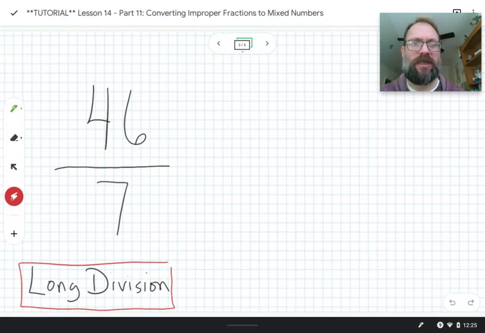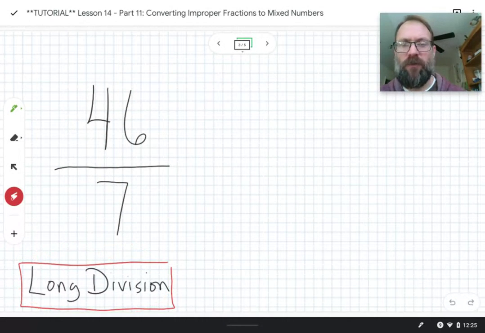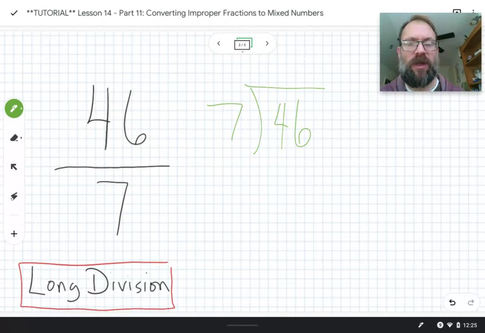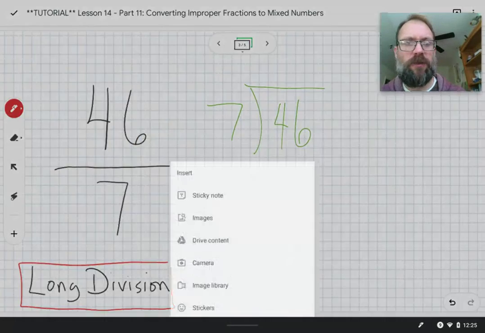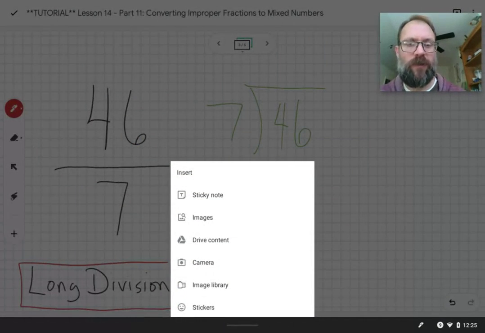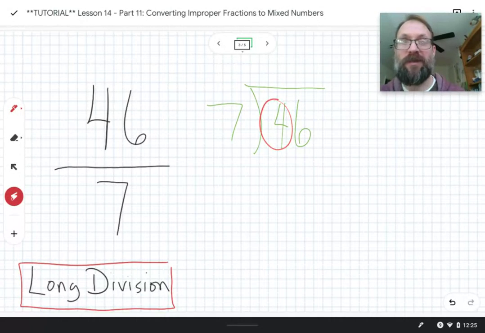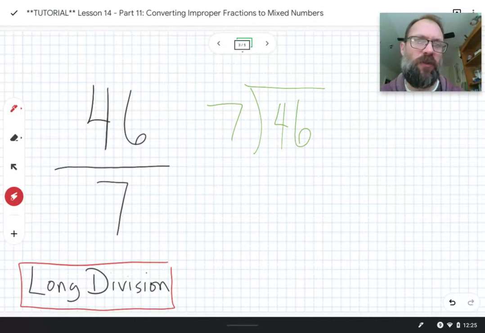Here we have 46/7. We're going to continue to use long division. All right, so 46 divided by 7. Top number divided by bottom number. With long division, we ask ourselves, how many 7s go into 4? And the answer is none. So let's consider 4 and 6 together, 46. How many 7s go into 46?